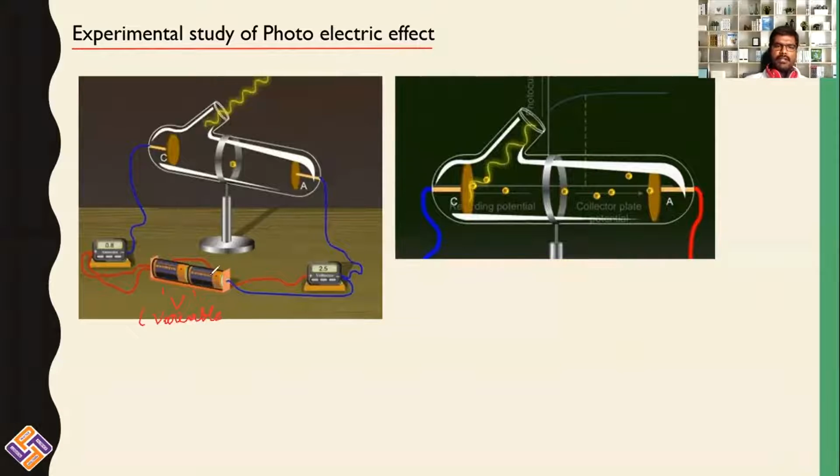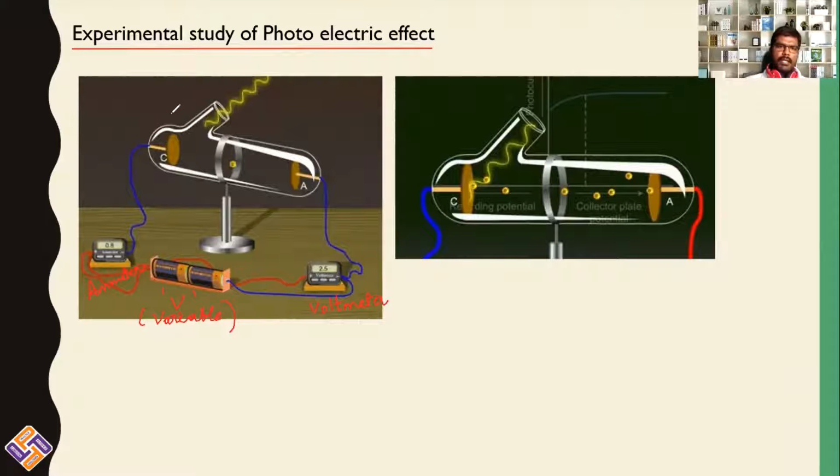You are taking a battery, and there is one ammeter and one voltmeter connected over here. This is an ammeter, and this is a voltmeter. Voltmeter should be connected in parallel and ammeter should be connected in series with the circuit.